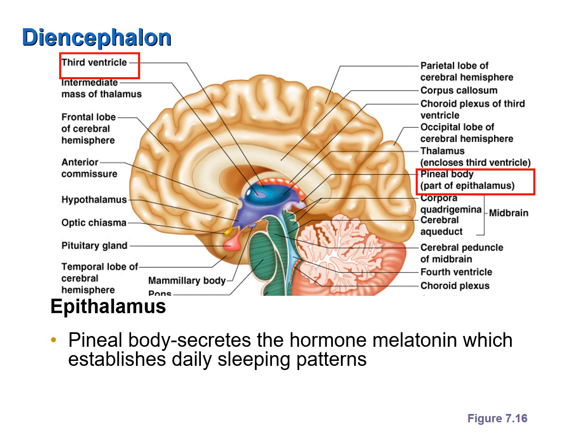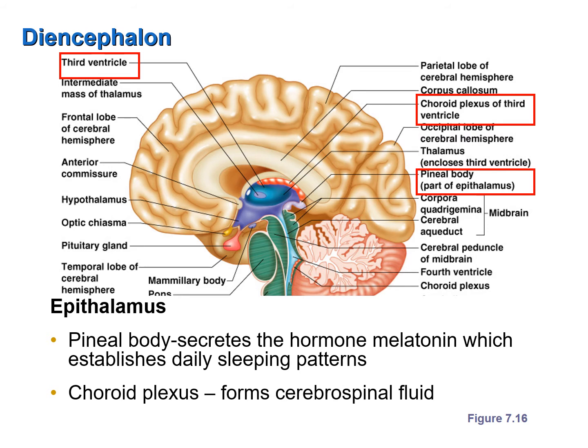When you get jet lag after a long flight, it's because there is a mismatch between melatonin secretion and the actual daylight hours. The other structure of the epithalamus is the choroid plexus. The choroid plexus is a knot of capillaries and associated ependymal cells that produces cerebrospinal fluid in the third ventricle.